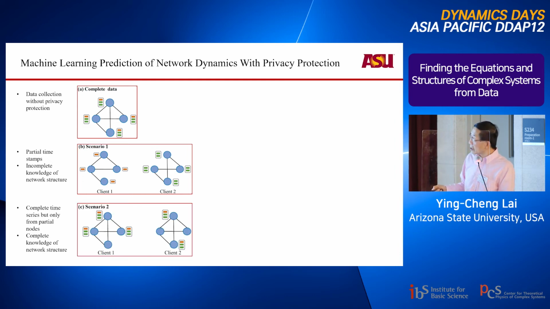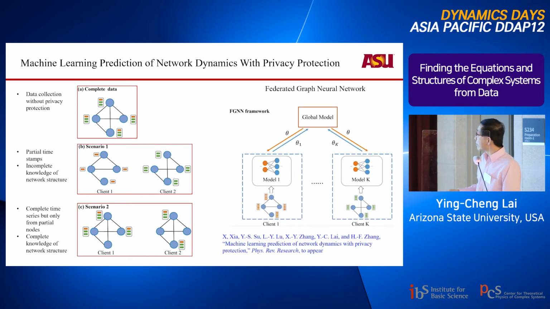Now we can imagine another scenario where the time series are complete, but only from partial nodes. One agent can collect time series T1, T2, T3 from a certain collection of nodes. Another agent collects complete time series, but from a different set of nodes, and so on. So they still do not share everything, and there is still a lack of complete knowledge of network structure. So there's a privacy issue involved here. The question is, once you collect data in this fashion and try to protect the privacy of those clients, how do you figure out the network dynamics?